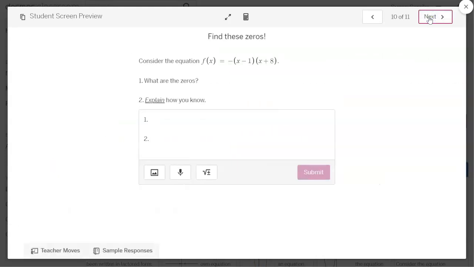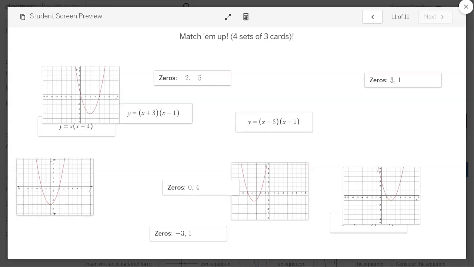So on this screen, we're introducing a negative coefficient. Does that affect the zeros? Good time to have the conversation about the negative. What is it doing to this function? And the last thing they'll do is match up the zeros to the equations and then the graphs. So they should be able to match all those together. There are 4 sets of 3 cards. We'll head back now to our slides.